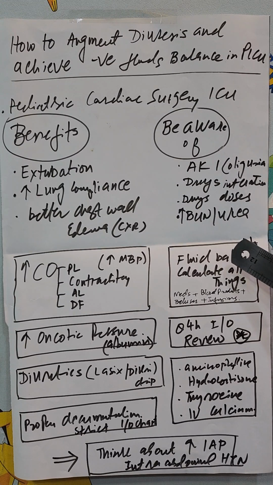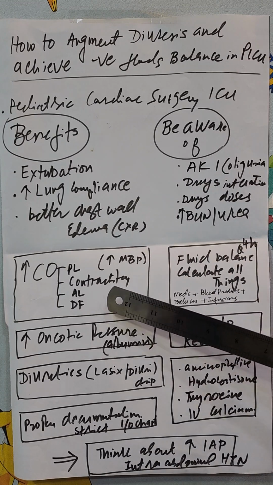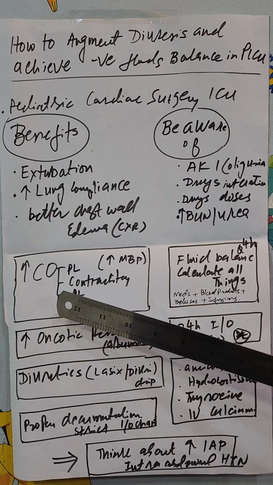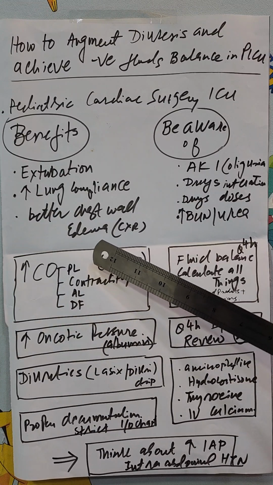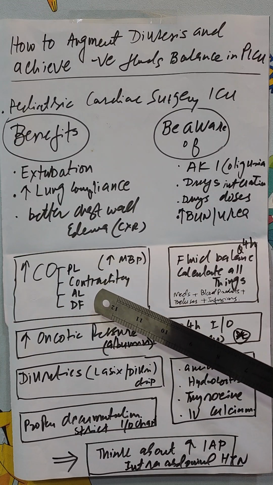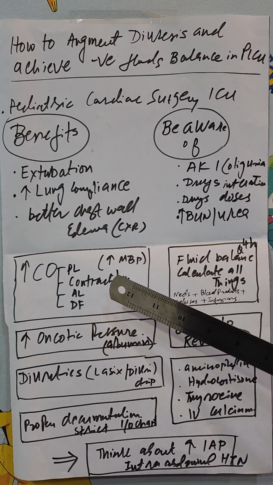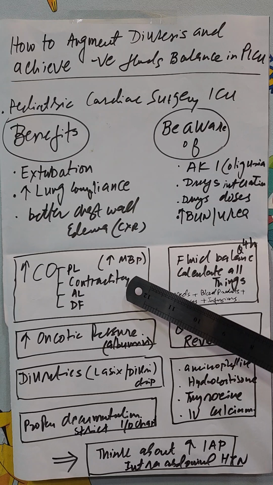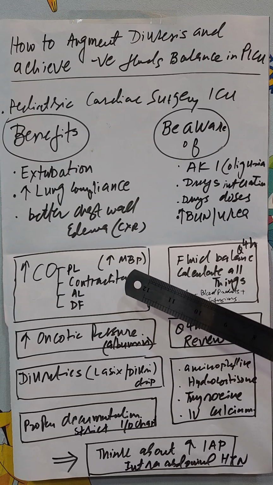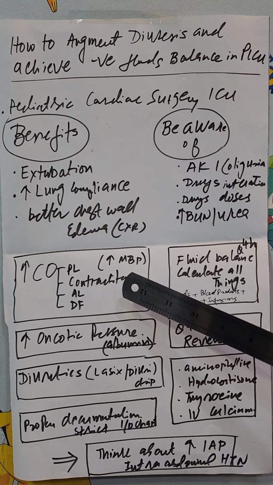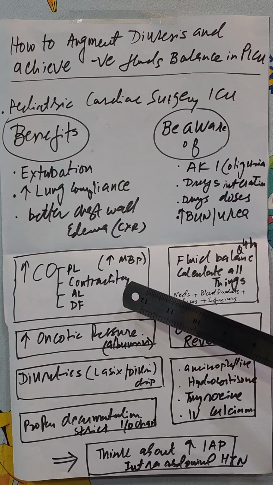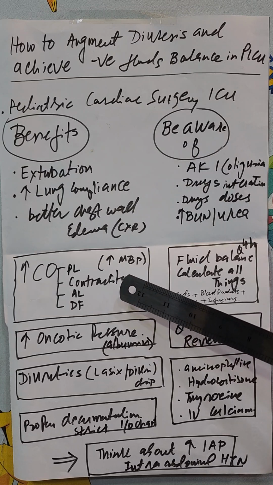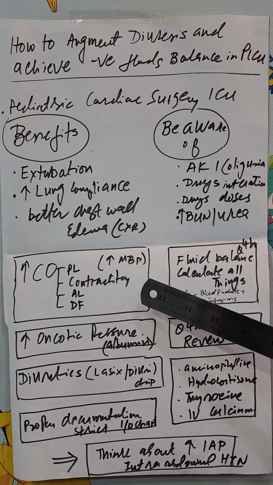So what factors can improve the patient's diuresis? The most important thing is you need to improve the cardiac output by optimizing the preload, contractility, afterload and diastolic function. In other words, you have to get a better mean arterial blood pressure to augment the kidney flow and end up having a better GFR and better diuresis.